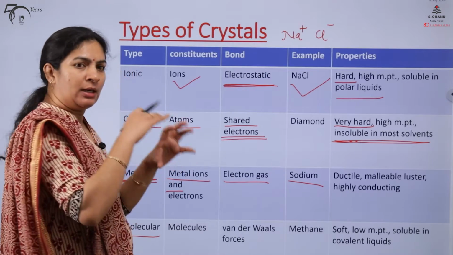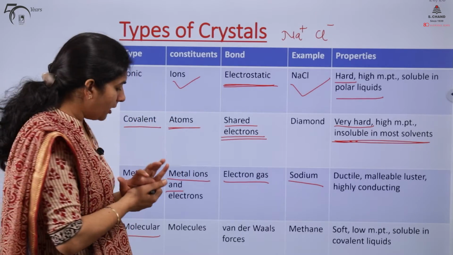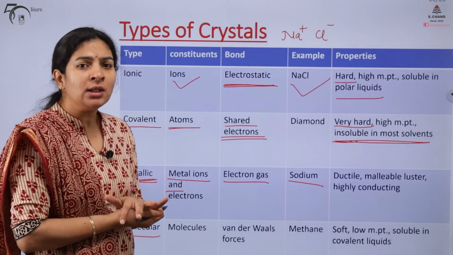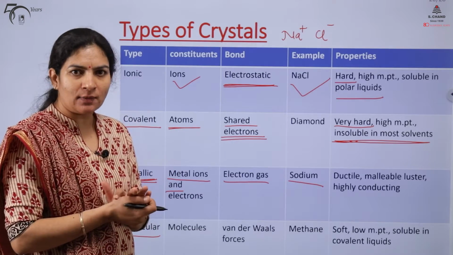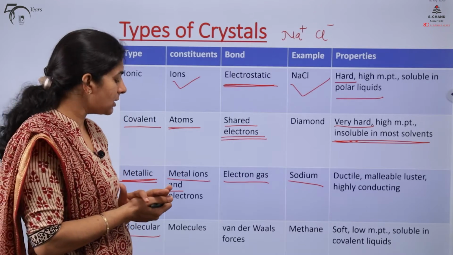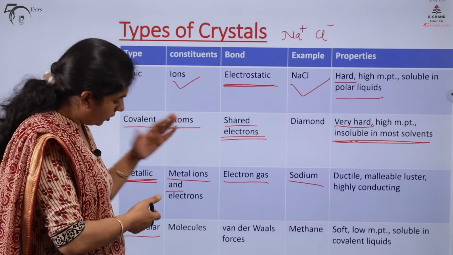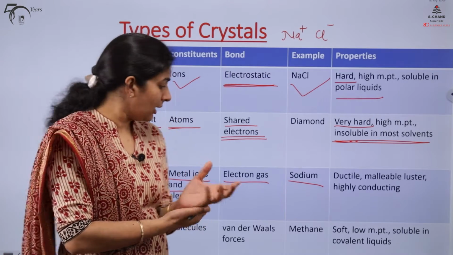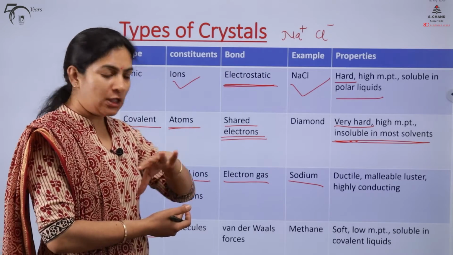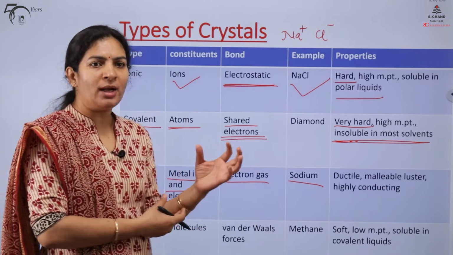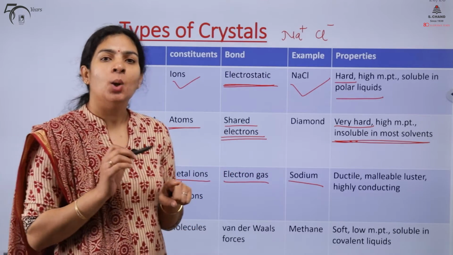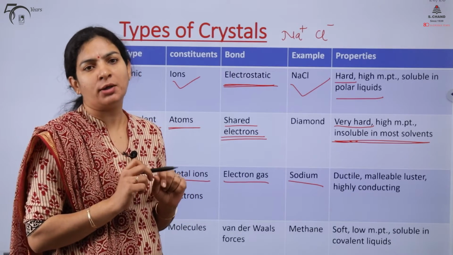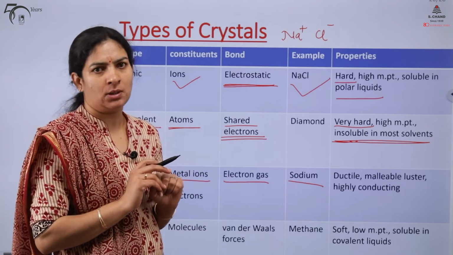See, if the lattice positions are occupied by molecules and these molecules are held together by van der Waals forces, these crystals are called molecular crystals. An example of such a crystal is, let's say, methane. They are very soft and have a low melting point, because we know that van der Waals forces are what? Very, very weak forces, right?